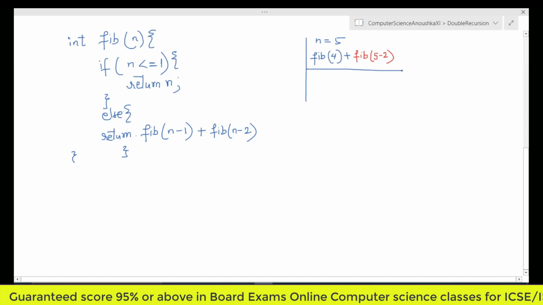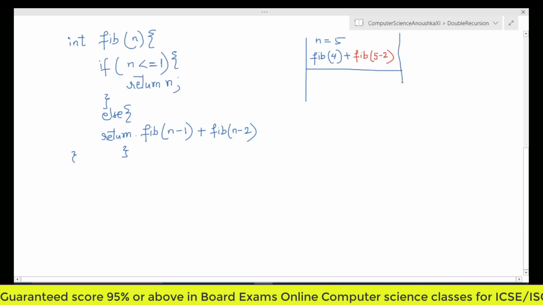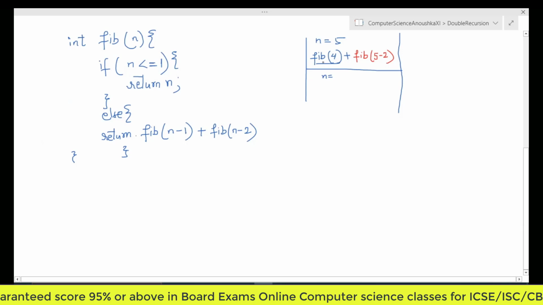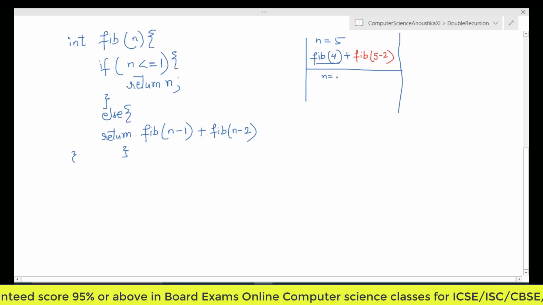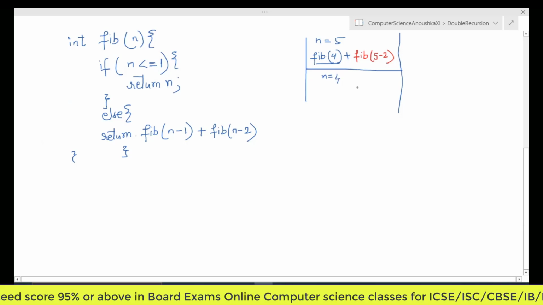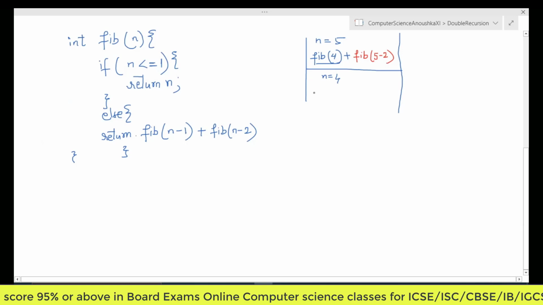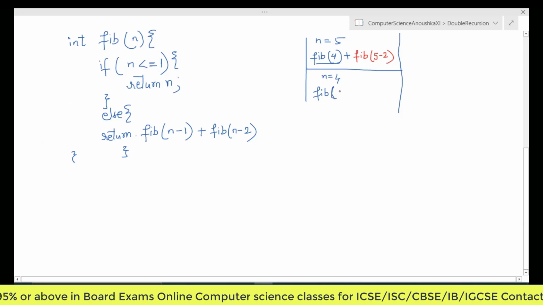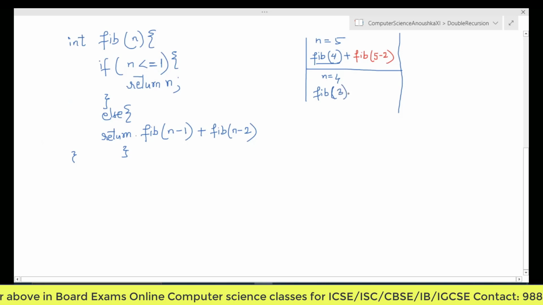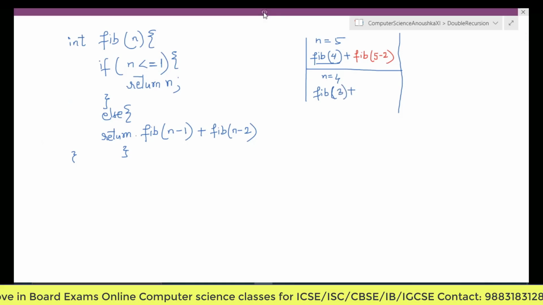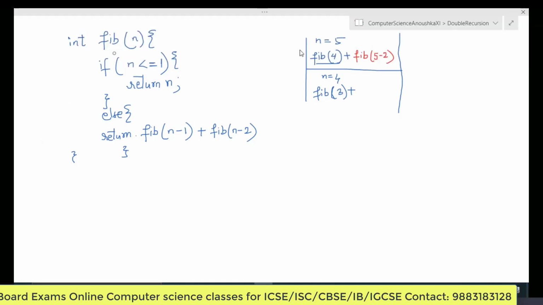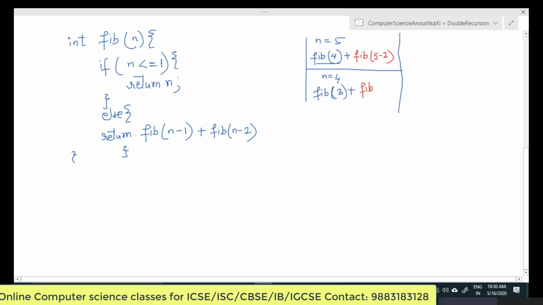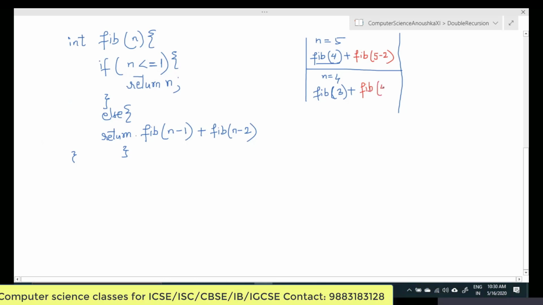And now this is called, so the value of n is 4 here. So Fibonacci of 3 plus Fibonacci of 4 minus 2.